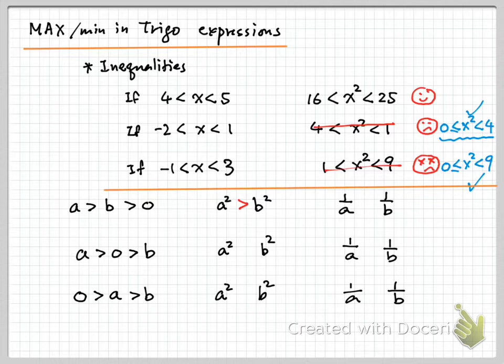On the other hand, the greater the number, the smaller the reciprocal should be, right? Say 1 over 10 is less than 1 over 1. So we have the first one.